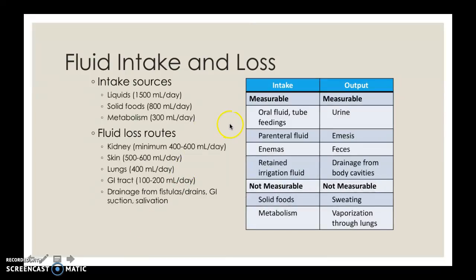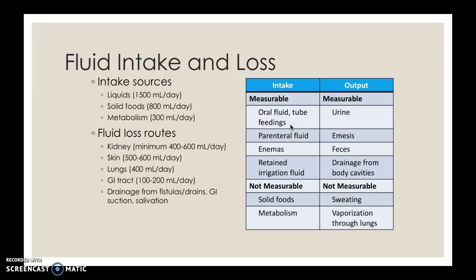Now, how does water get in and out of our body? The main way is by drinking. Also, food has water in it. There are some metabolic processes where the byproduct is water. If you have an IV, if you have tube feedings, if you receive an enema, retained enema fluid, retained irrigation fluid, these are all ways that we get water.